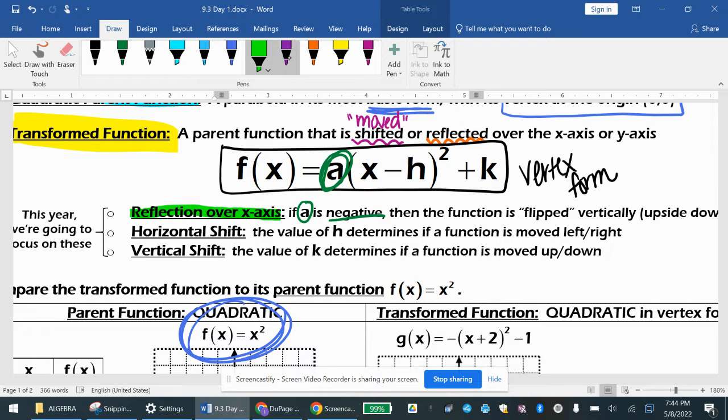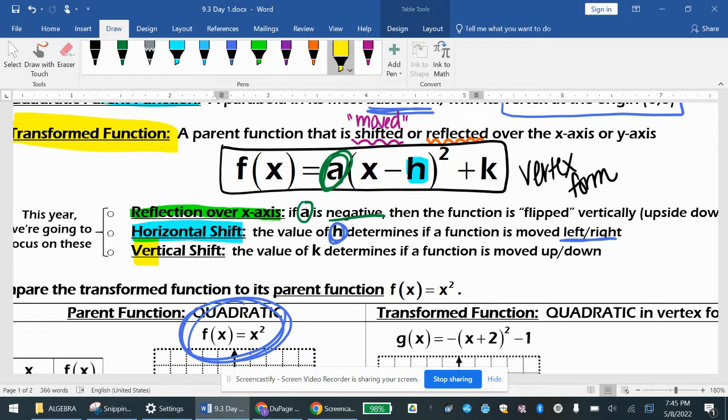Okay, and then I also want you guys to notice horizontal shift is represented by the letter H. Okay, so la letra H representa hacia dónde se movió la función original, so the parent function. Okay, so H represents left and right shifts. Okay, so shift, remember, means to move.